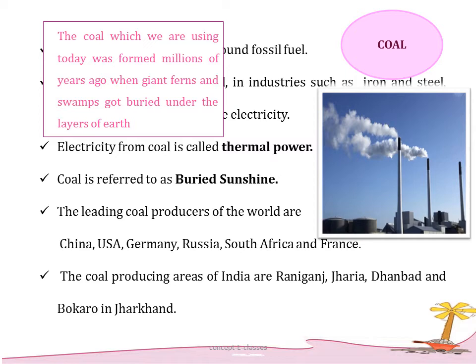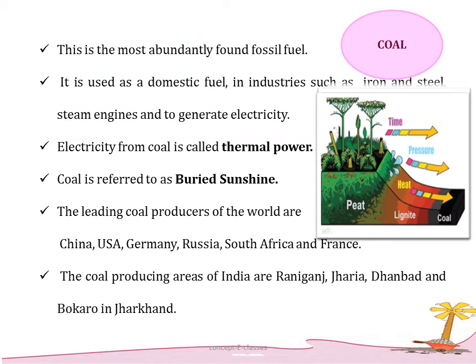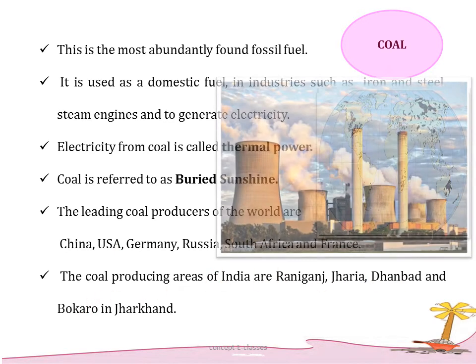Coal is referred to as buried sunshine. You know why? Because the coal which we are using today was formed millions of years ago when giant ferns and swamps got buried under layers of earth, and due to high pressure and temperature were converted into coal. Hence coal is referred to as buried sunshine. The leading coal producers of the world are China, USA, Germany, Russia, South Africa and France. The coal producing areas of India are Raniganj, Jharia, Dhanbad and Bokaro in Jharkhand.